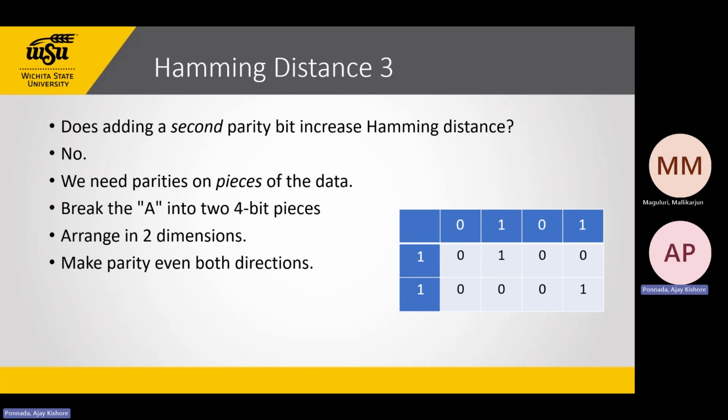So we need parities on pieces of the data. So break the data into two 4-bit pieces, arrange in 2 dimensions, and make even parity in both directions. It's Hamming distance 3. So if now 1 bit is flipped, it can be corrected.